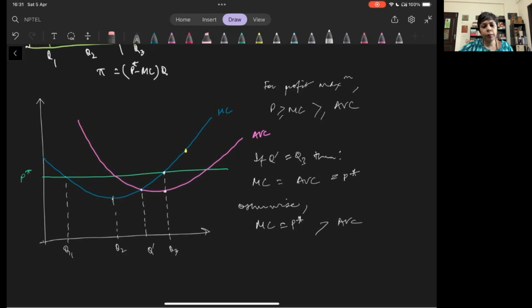Total cost will be above ABC. Yes. So actually, you're talking about two different terms. We are talking about average variable cost and variable cost. So total cost is fixed cost plus variable cost. Average variable cost is variable cost divided by quantity.